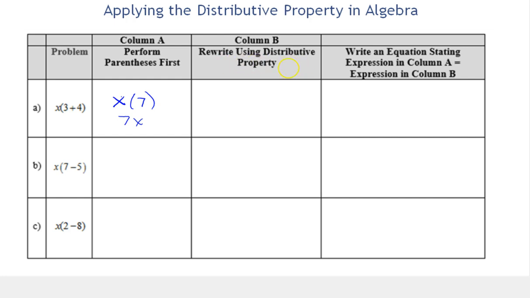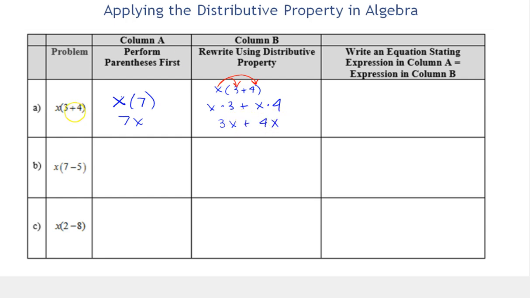Now let's rewrite this using the distributive property. So I'm going to write the original up here. One way you can think of this is you're distributing, or multiplying, the x both by the 3 and the 4, and you're going to have the sum in the middle. So we have x times 3, the operation in the middle is addition, plus x times 4. And again, we would write this as 3x plus 4x.